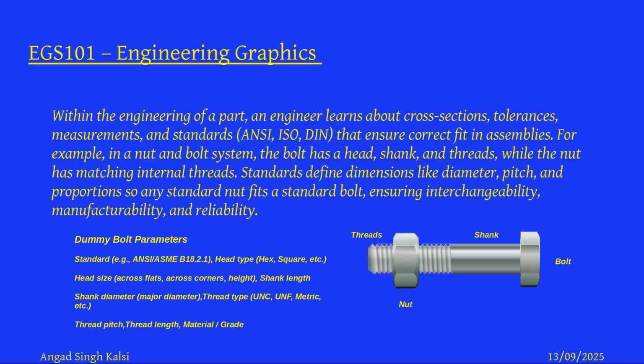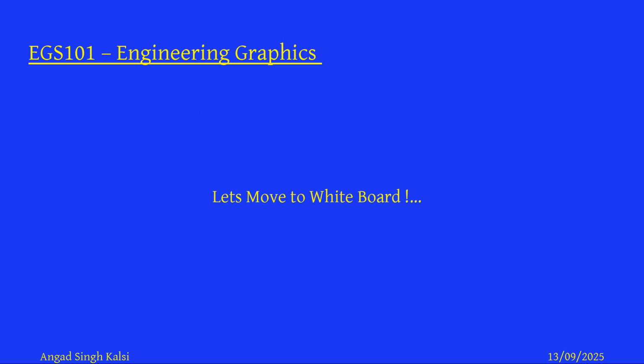For example, if we take a nut and bolt system over here, the bolt has a head, shank, and threads, while the nut has matching internal threads. Standards define dimensions like diameter, pitch, and proportions. So any standard nut fits a standard bolt, ensuring interchangeability, manufacturability, and reliability. Now let's move to the whiteboard for further practical explanation.